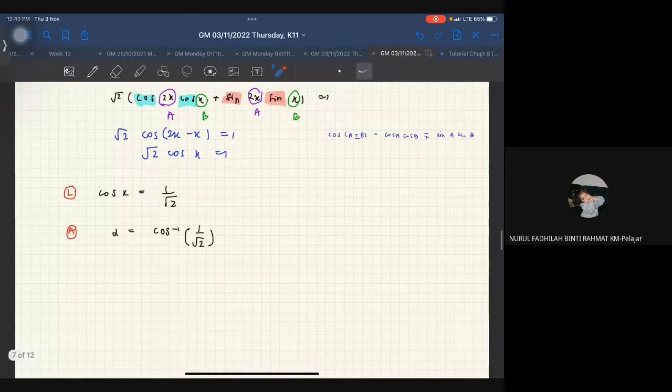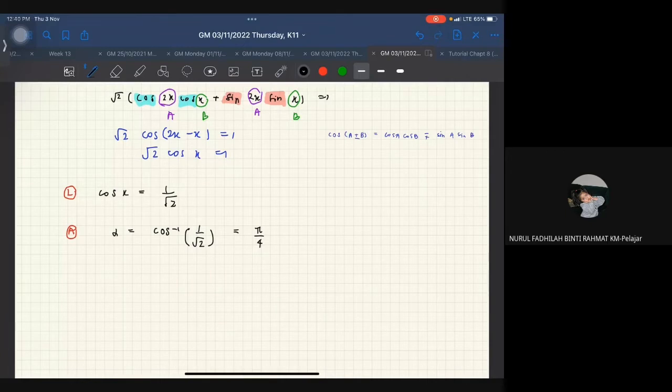Okay, so this one awak sepatutnya akan dapat, you are supposed to get pi over 4. This one. Okay, ada calculator yang tak boleh read pi over 4. Maybe dia bagi dalam bentuk decimal. Tak ada masalah. Okay, so that is pi over 4. Alright, and then that is the second step.